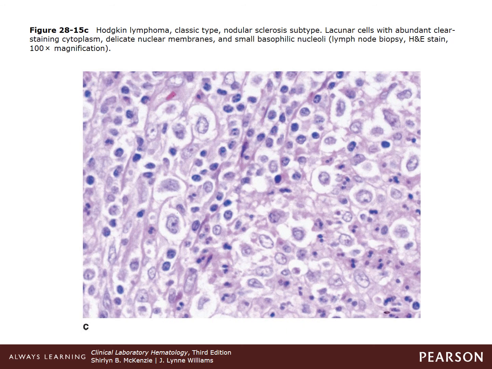Now, the nodular sclerosis subtype is characterized by C-shaped bands of birefringent fibrous tissue, nodular aggregates, and a tumor cell variant with cytoplasm clearing and delicate multilobulated nucleoli.